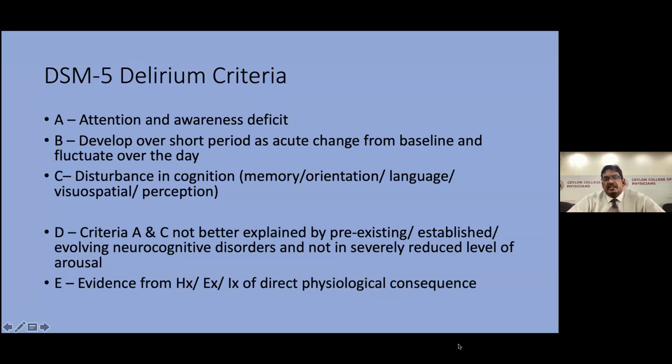The pre-existing dementia may not be the issue where the patient has acutely deteriorated, or is it not explained by established problems, like established psychiatric illness, maybe schizophrenia, or manic illness, which causes a sudden surge of change of behavior.